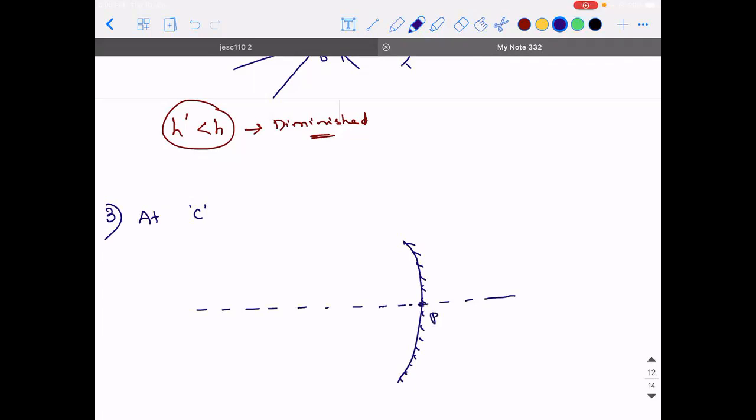If this is the point P, this is F and this is C, when you place it at C, what will happen? You take a ray parallel to the principal axis. After reflection it will pass through the focus. To differentiate, I'm taking another color. If I take a ray hitting the pole, it'll reflect back symmetrically. So the image will also be formed at C only.